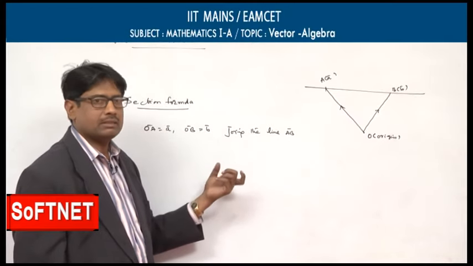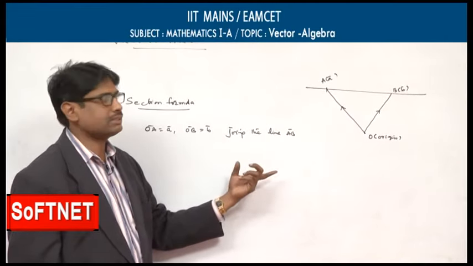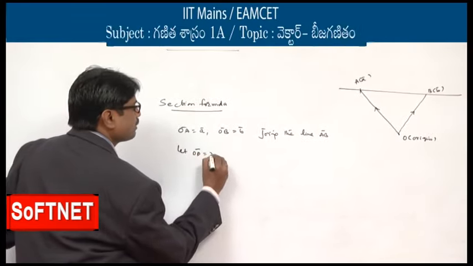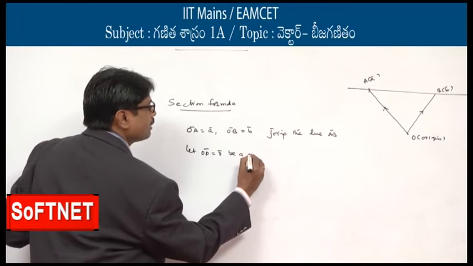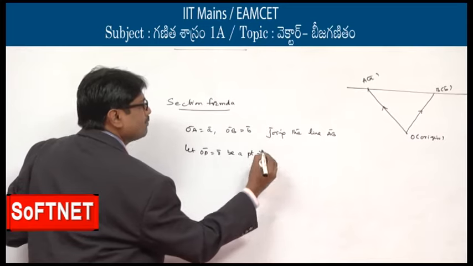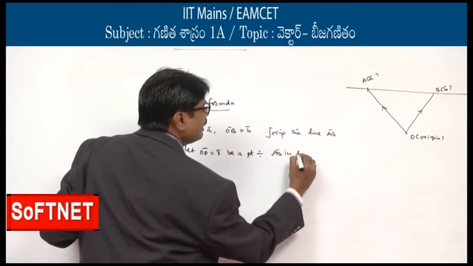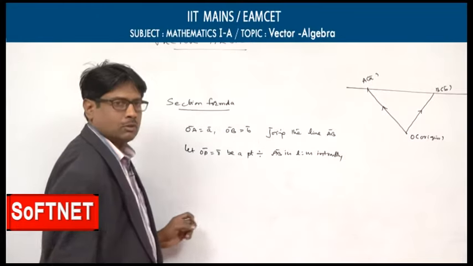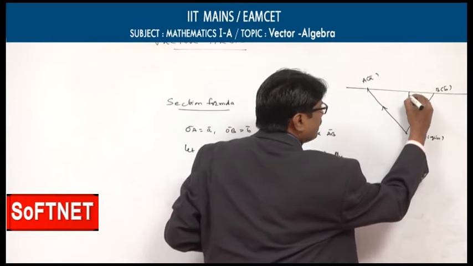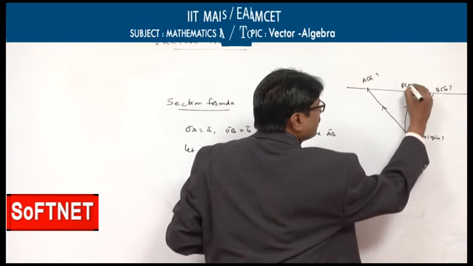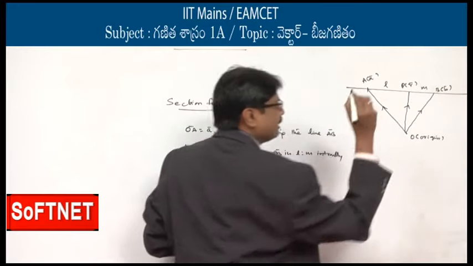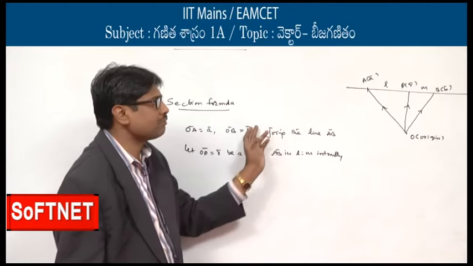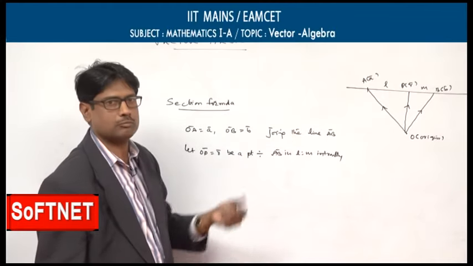Take a point P that divides AB in the ratio L:M internally. Let OP bar be equal to R bar, a point which divides AB bar in the ratio L:M internally. Now we express OP bar in terms of A bar and B bar and the ratio L:M.